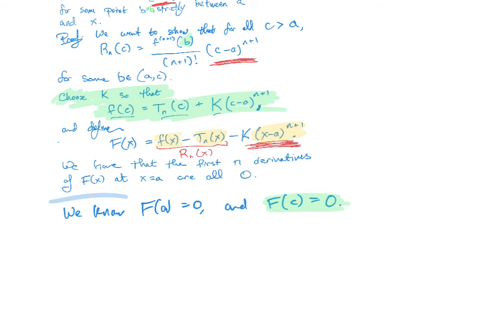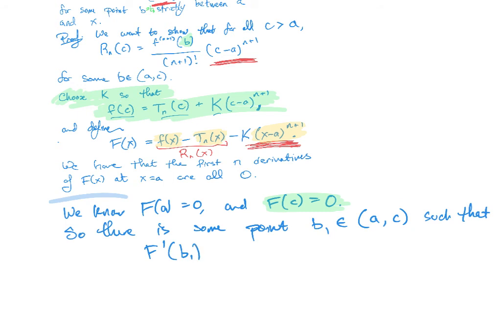So there is some point, by Rolle's theorem, I will call it B1, that is between A and C, that makes F prime be equal to 0. Okay. So here's A, here's C, there's B1.